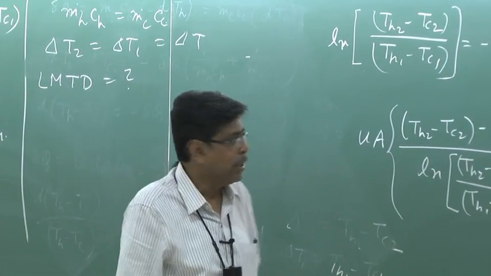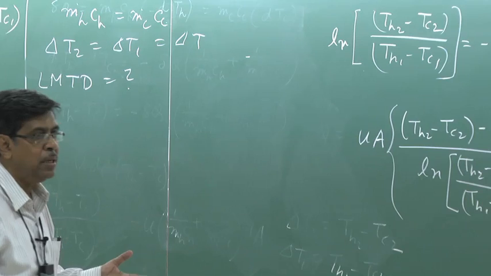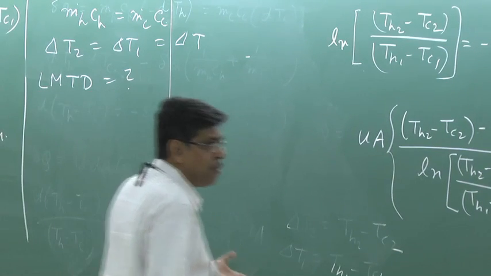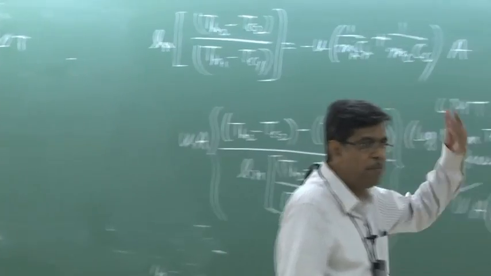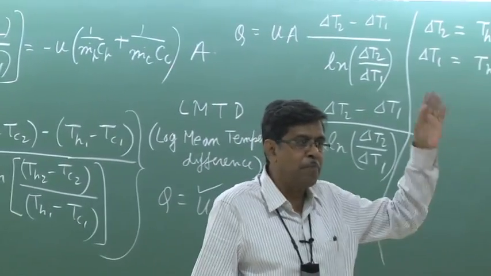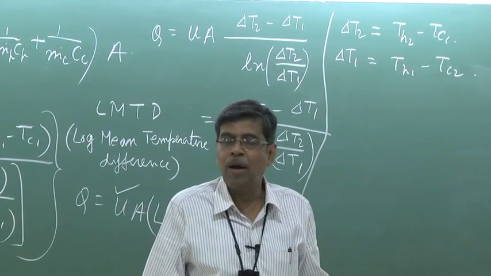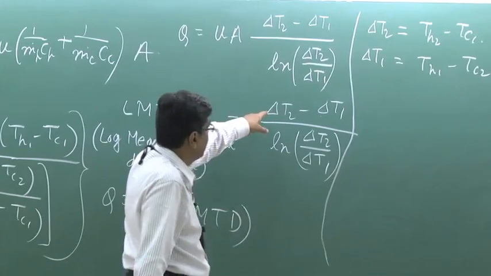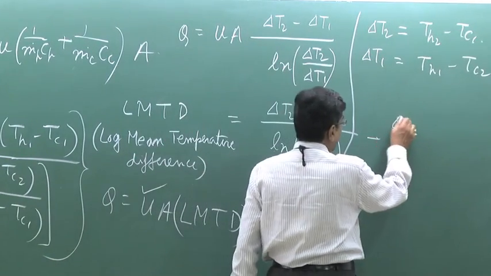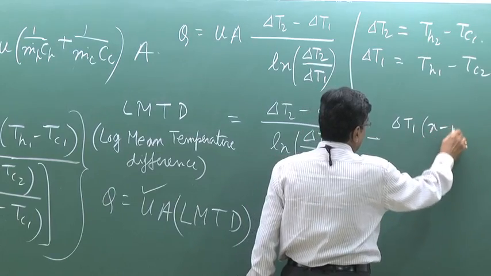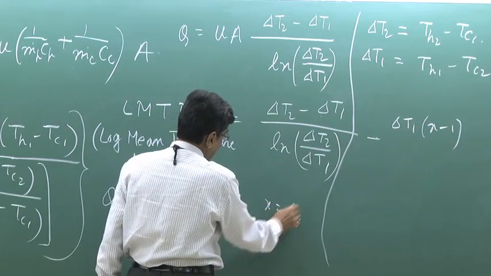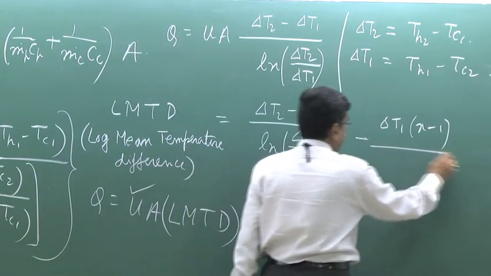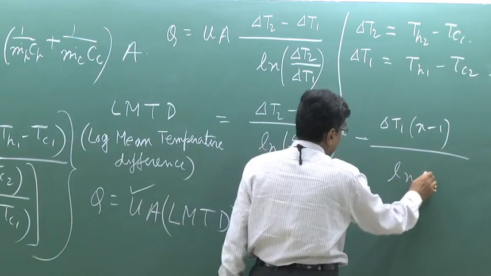Okay. So therefore, we can do it in various ways. (x − 1)/ln x: L'Hospital's theorem is a mental problem. The numerator x − 1 becomes 1 and ln x becomes 1/x. In that case, this thing will be ΔT1 into (x − 1), where x is ΔT2/ΔT1, and we can write the denominator as ln x.